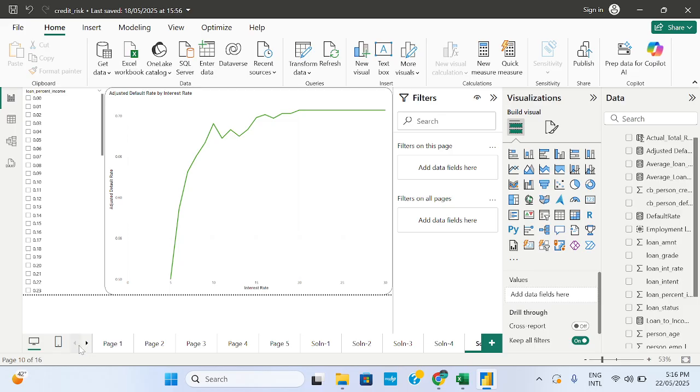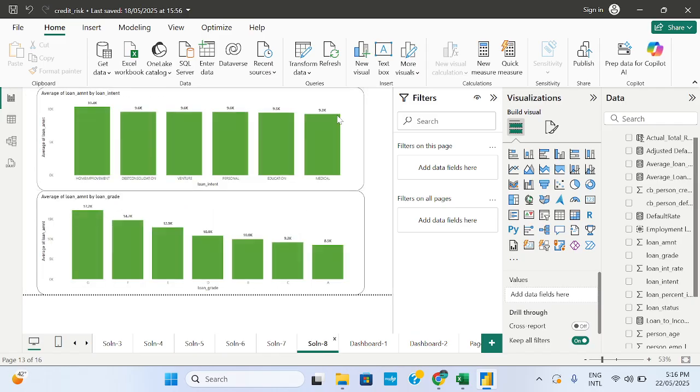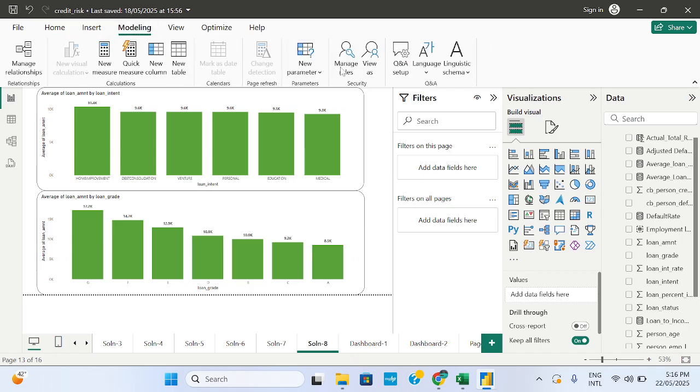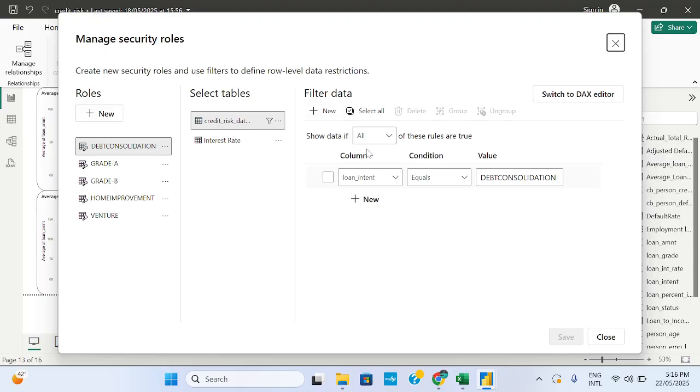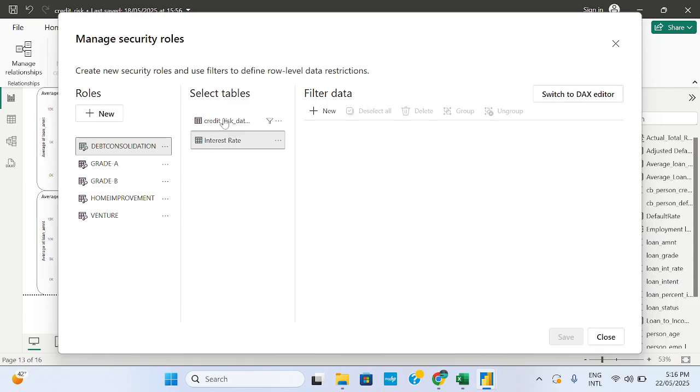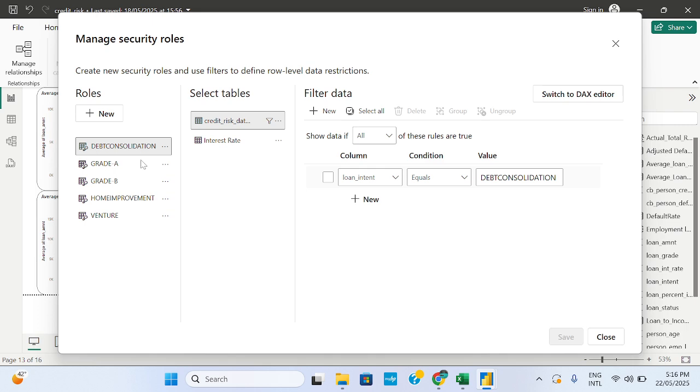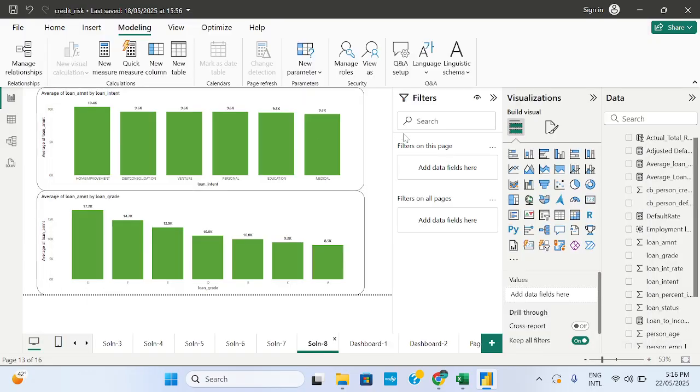Now, I want to show you one concept, which is regarding row level security. Over here I press modeling, then manage roles. Here I have set it equal to that consultation. Just give your column which is equal to that value, and it will give you what you want. Interest rate also you can do as you wish. This is how I have given it for each of them, and you can close it. If you want to do it at once, you can just switch to a DAX format. So this is what it is.